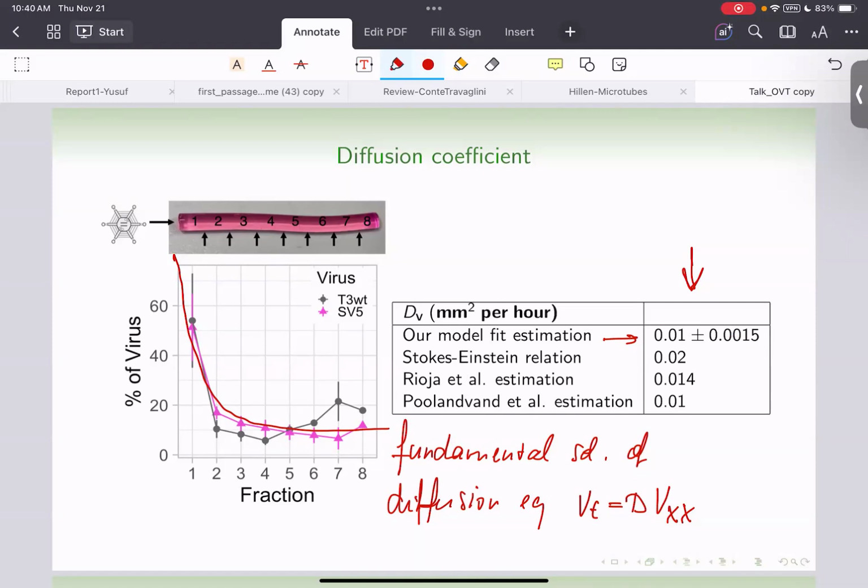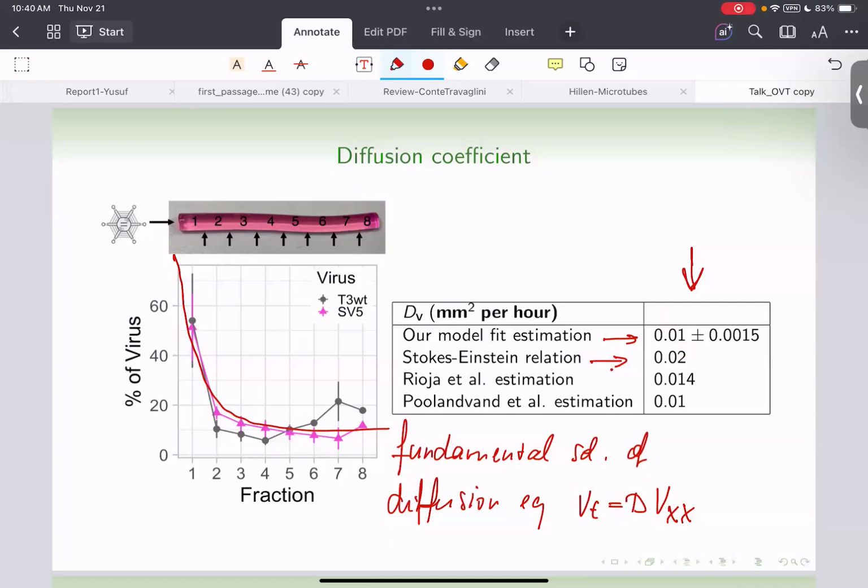There are also other ways to find the virus diffusion. One is the Stokes-Einstein relation. I don't have this here on the slides, but it is an old relation Einstein came up with. If you have a particle of a certain radius in a medium of a certain viscosity at a certain temperature, then you can compute the diffusion coefficient. So this is totally physics based. And if you use the physics approach, you get 0.02, which is very, very close to our fit.